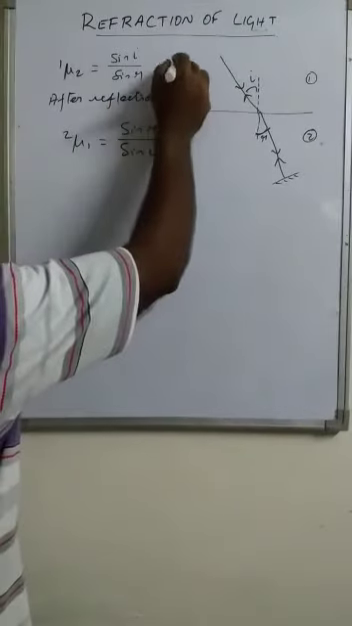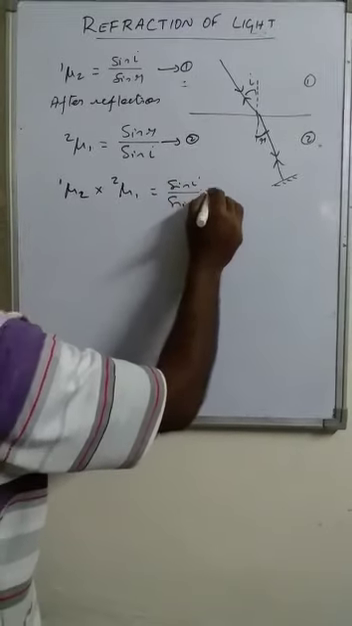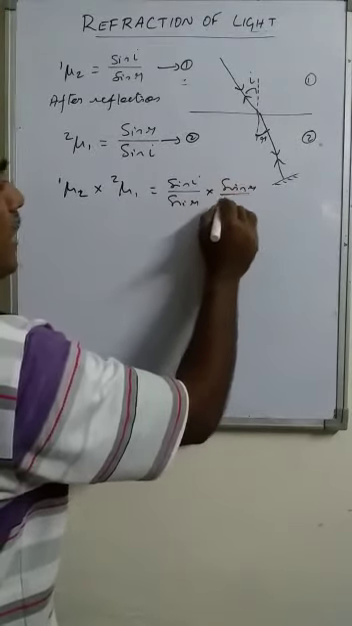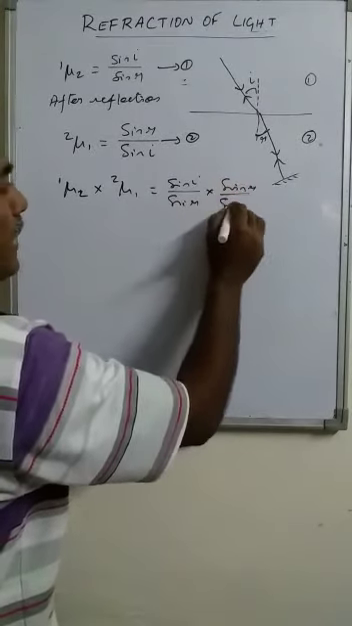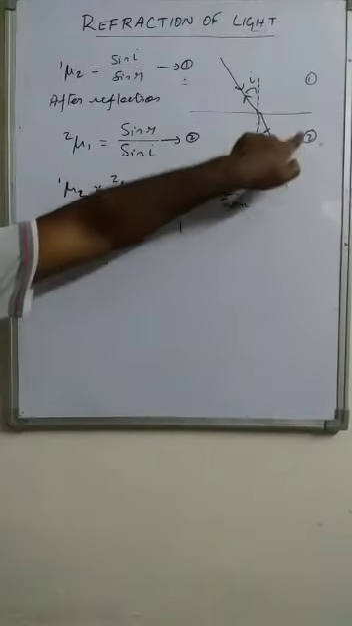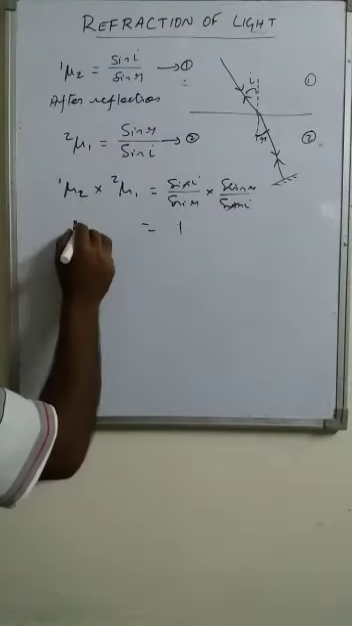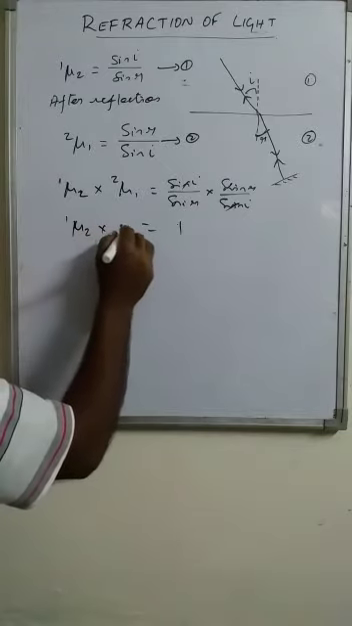Now we have the two equations, 1 and 2. If we multiply these two, the refractive index of 2 with respect to 1 and 1 with respect to 2 is equal to sine I upon sine R into sine R upon sine I. If we cancel, this will be 1. So the product of the refractive index of the second with respect to the first and the first with respect to the second is always equal to 1.